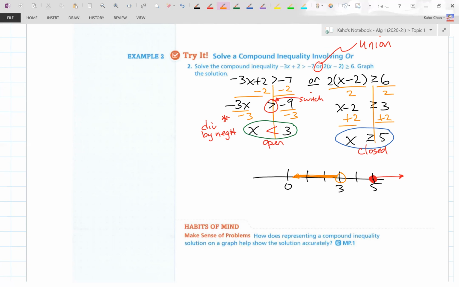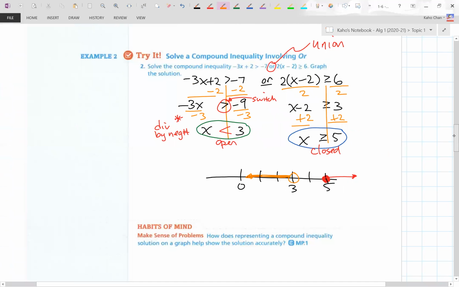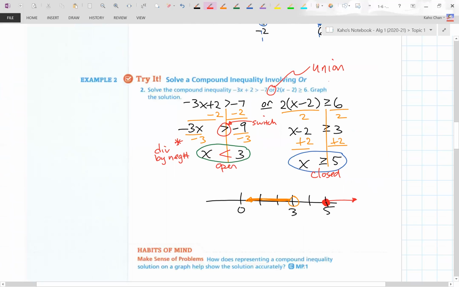Now, before I move on, just a quick recap. When it comes to union, I remember my teacher told me this: just graph everything.